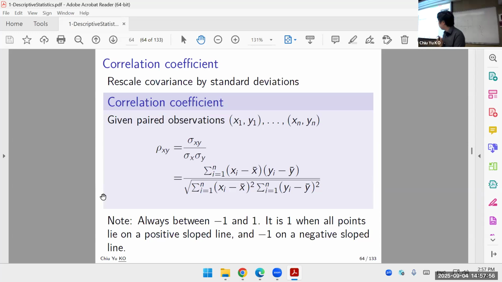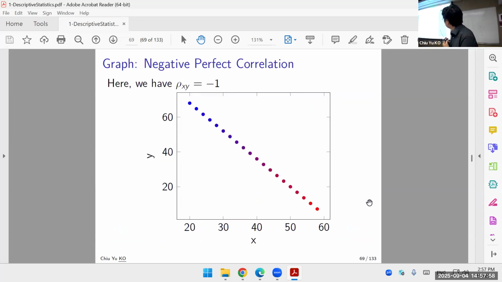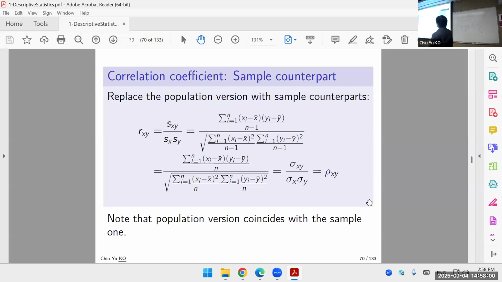So that's why, if you divide by n minus 1 or n, it's the same thing. So that's an interesting thing, right? There's no sample version. The only things that don't have a sample version are the mean and the correlation coefficient, right? Because they cancel out.